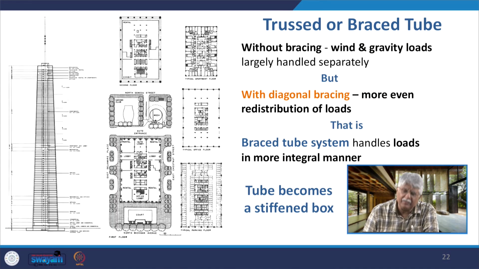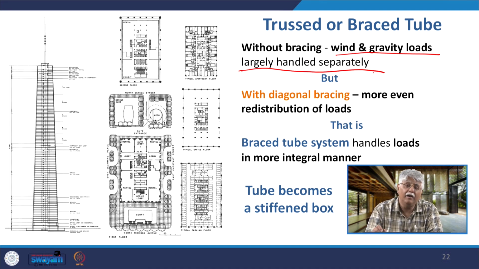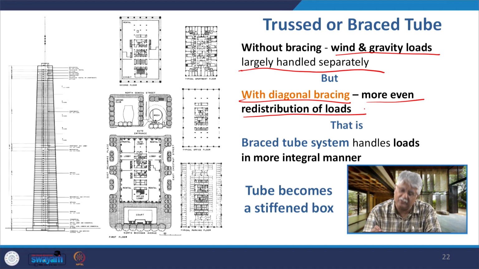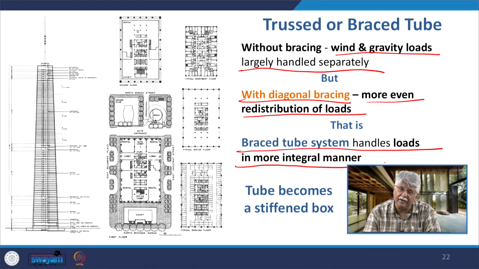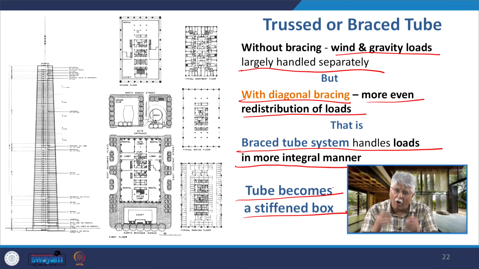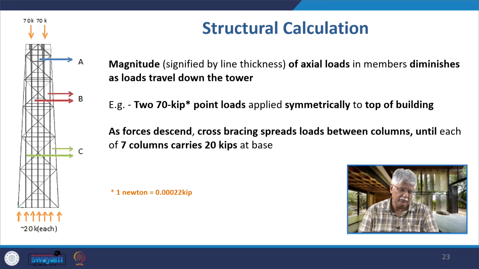Now, without bracing, the wind and gravity loads are largely handled separately, but with diagonal bracing, more even redistribution of loads takes place. That is, the brace tube handles loads in a more integrated manner, and the tube actually becomes like a stiff box. So you see it here.